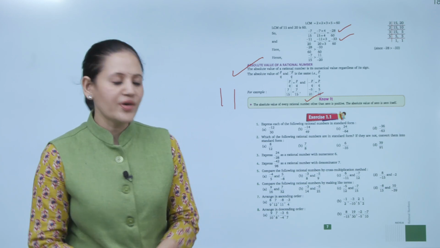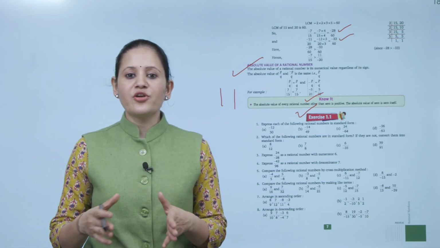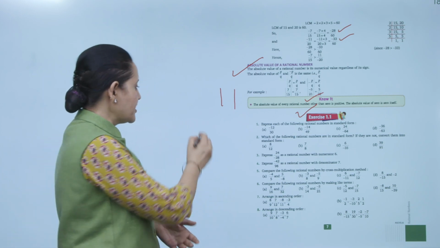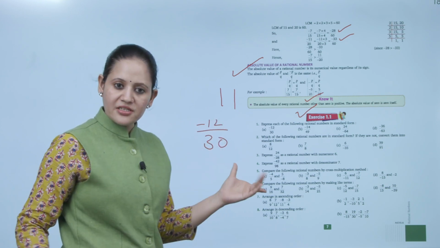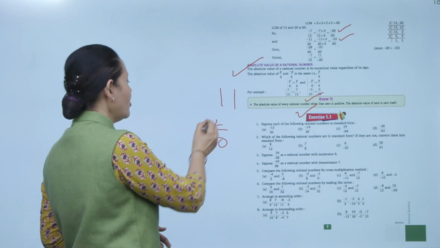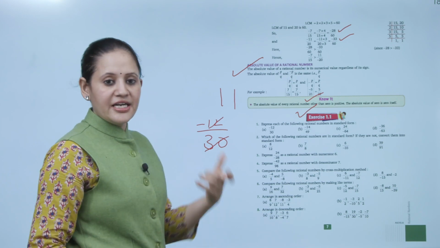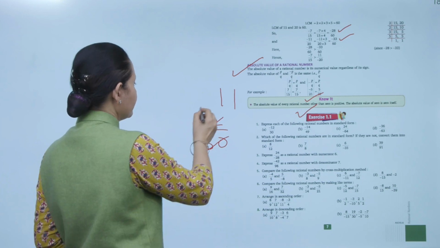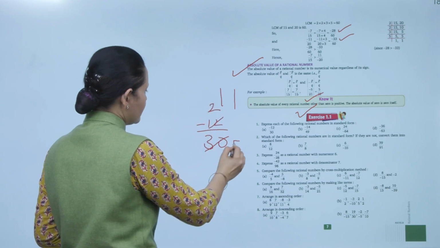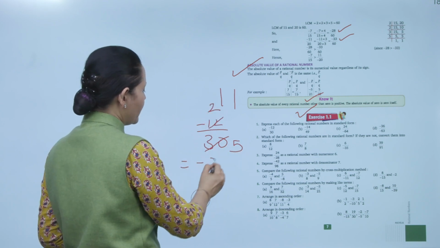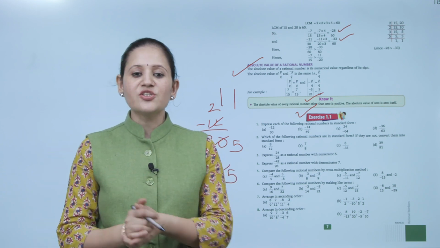Next is exercise 1.1. Express each of the following rational numbers in standard form. First is minus 12 upon 30. Here the denominator is already positive. So what we will do? We will divide it by their HCF. So minus 2 by 5, that is the standard form. Clear? Practice all the questions of this exercise.